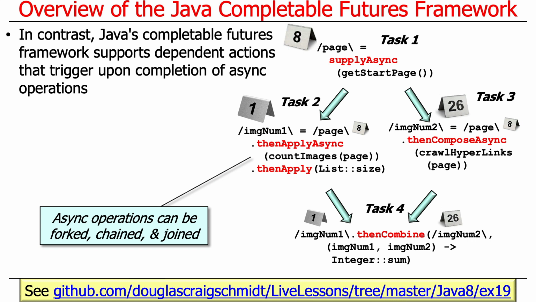That Completable Future is then used for the other computations when that Completable Future completes. Then we do other asynchronous operations, and they give back Completable Futures as well. And when those asynchronous operations complete, then those Completable Futures are triggered, and then they combine the results together and sum them up. So the way to think about this is these asynchronous operations can be forked, such as calling supplyAsync, chained, such as doing thenApplyAsync followed by thenApply, and then joined together.